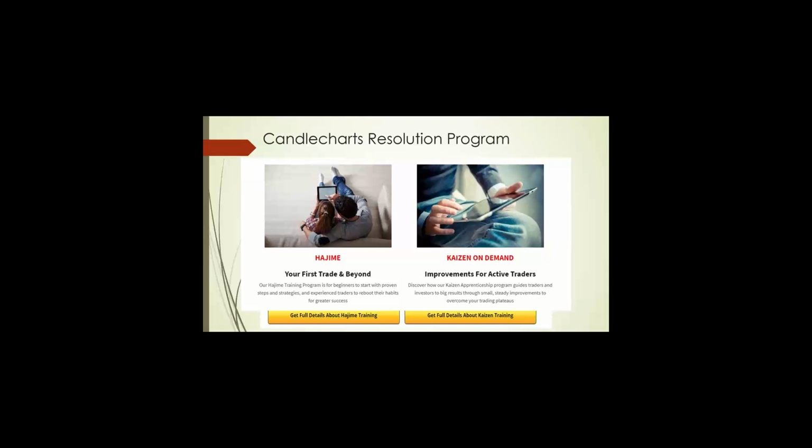We have Hajime, as Steve was talking. Hajime is our beginning/introductory program. It's for people that are either new to candles or they want to make sure that they're using them correctly. We get often people say, hey, I know candles. I learned about it online. Well, there might be some well-intentioned people out online providing some candle education, but if you're going to get candle education, why would you not want to get it from Steve Nison and his team? So Hajime is a beginning and introductory program.